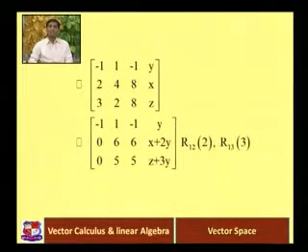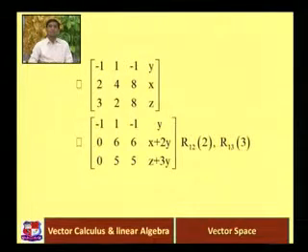So we multiply the first row with 2 and add it into the second row. Again, we multiply the first row with 3 and add it into the third row. So the first entry of the second row and the first entry of the third row become 0. That means everything below the leading entry of the first row becomes 0.